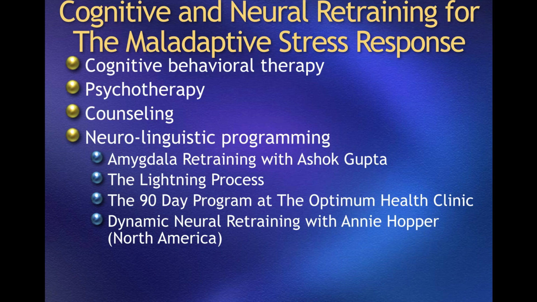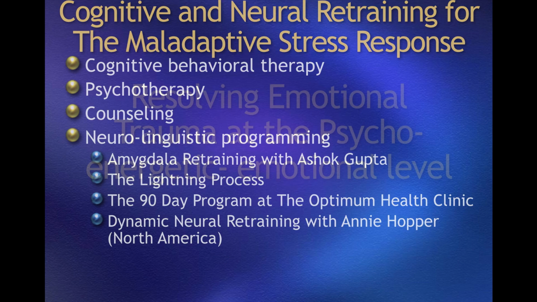So this amygdala retraining was published originally in the Hypothesis Journal, a 90-day program at the Optimum Health Clinic. The original paper was published in the British Medical Journal Open, a preliminary study on that. This is all neurolinguistic programming techniques, dynamic neural retraining, Annie Hopper in North America. So those are very good proven interventions, but psychotherapy, counselling, cognitive behavioural therapy is still the official recommended NICE guideline for chronic fatigue. So you might need to be looking into those as a referral.